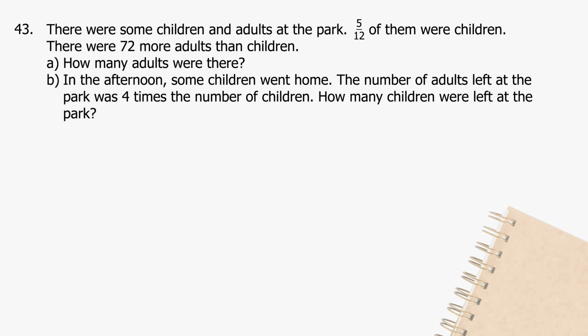Question 43. There were some children and adults at the park. 5/12 of them were children. There were 72 more adults than children. A. How many adults were there?